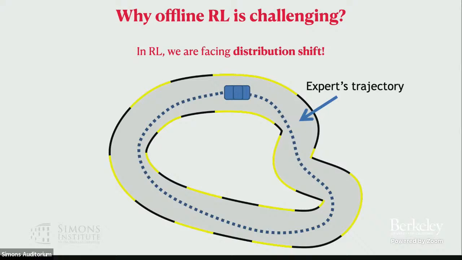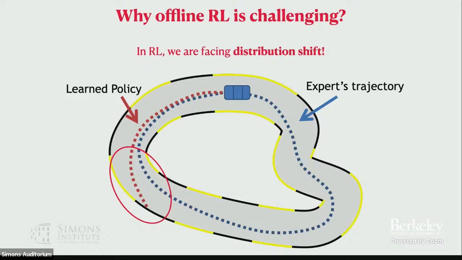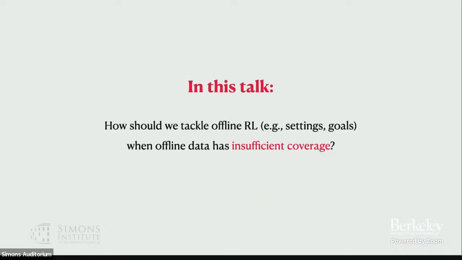in that case, right? So it might look like that, because the learning process is not perfect, you're going to make some mistakes along the way, and then mistakes compound, and eventually you get to a region where you don't have any training data in this case. Okay, so this is different from the traditional supervised learning setting. Okay, so in this talk, we're going to focus on answering this question: how should we tackle offline reinforcement learning? What are the settings? What are the goals? And specifically for the setting where the offline data does not have sufficient coverage.